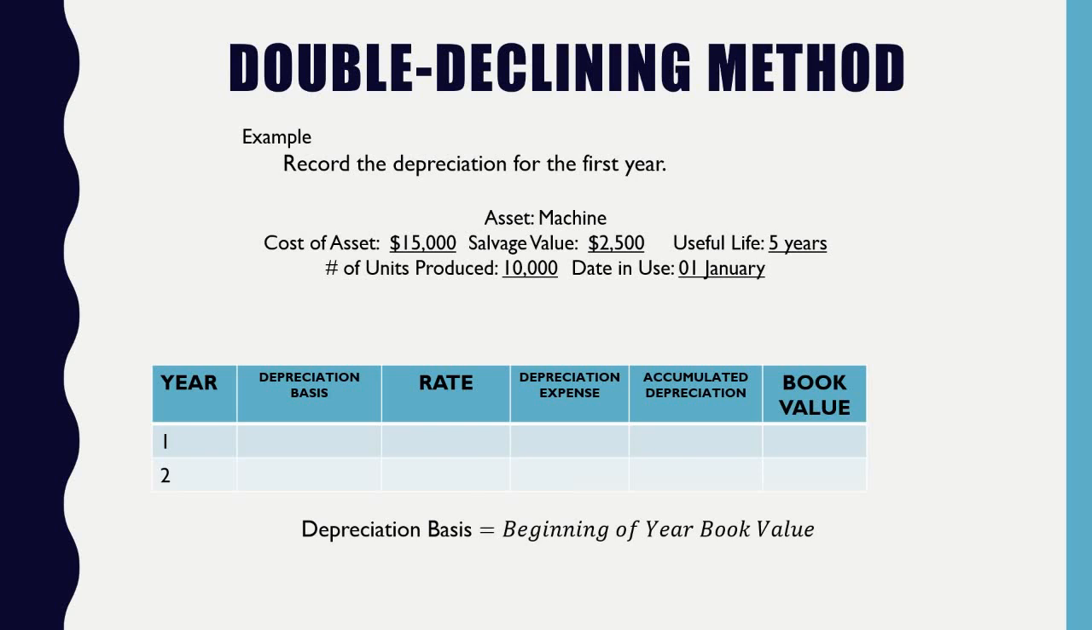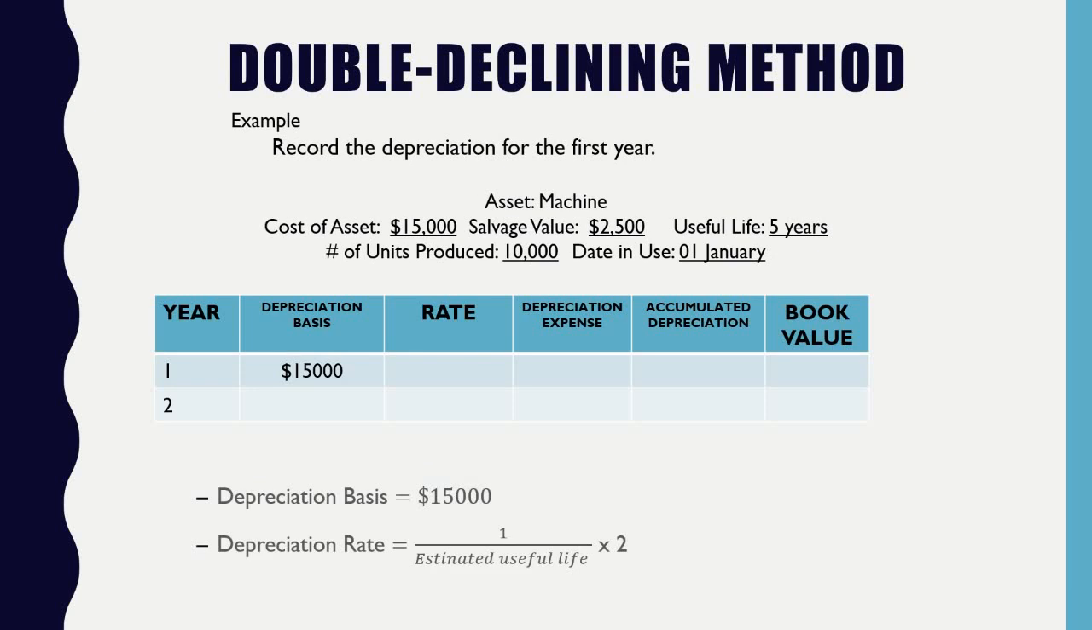So again, depreciation basis is going to be the beginning of the year's book value. In this case, I haven't depreciated my asset at all. What is my fair market value right now if I just purchased it and placed it into service as of January? So in this case, how much did it cost me? It cost me $15,000. Okay?